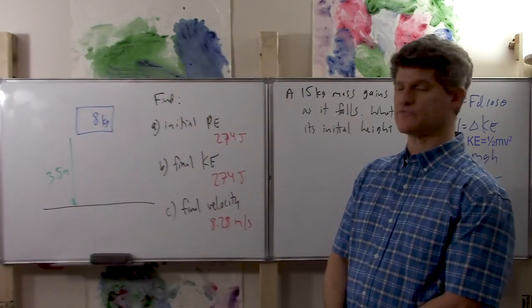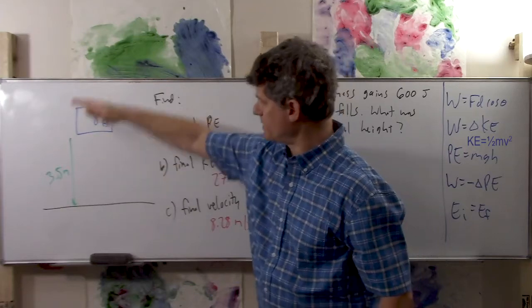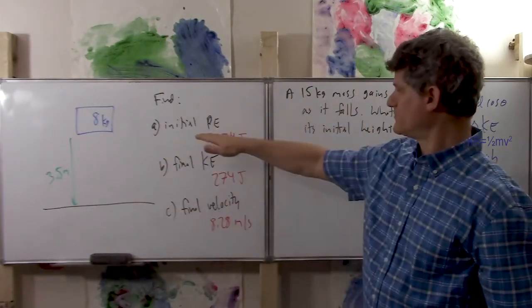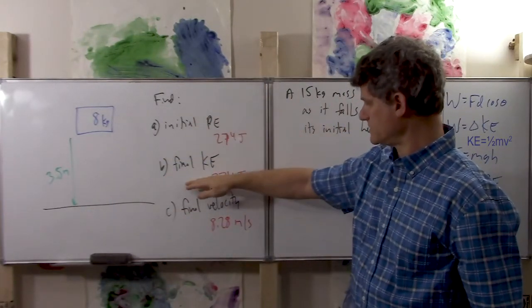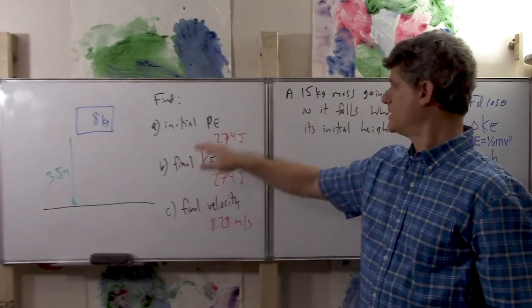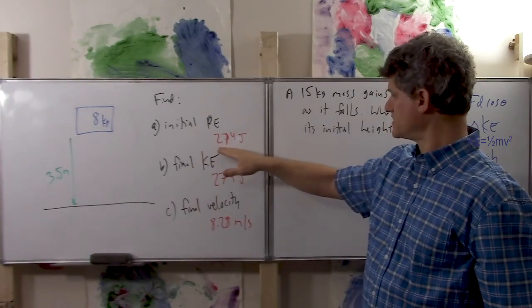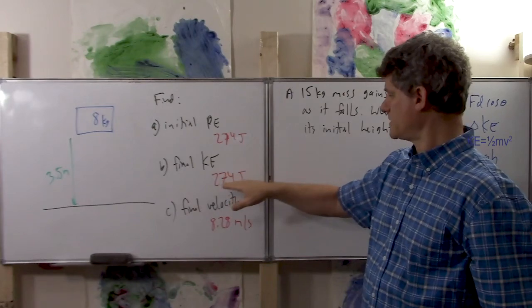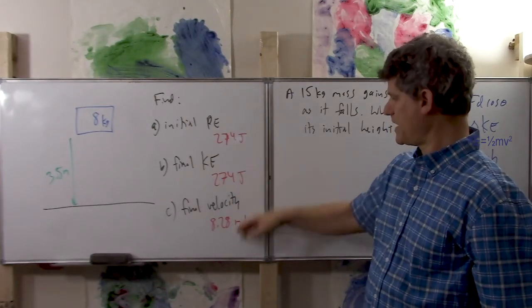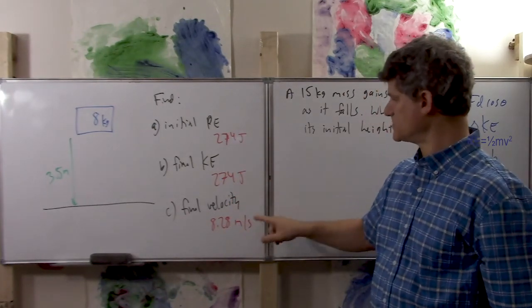Here are two more examples for you to do. We have an 8 kilogram mass that falls 3.5 meters to the ground. We want to find the initial potential energy, the final kinetic energy, and the final velocity. So the initial potential energy comes out to 274 joules, the final kinetic energy comes out to 274 joules, and the final velocity is 8.28 meters per second.